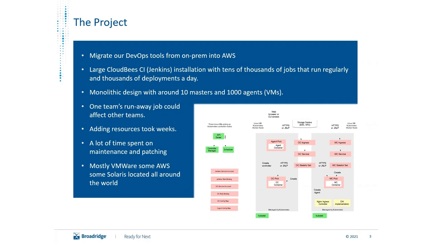Because they were all VMs, they required a lot of time for maintenance and patching. Some of that was done by the DevOps teams, but some of that was done by the development teams, but still everything interacted. And like I said, mostly VMs, but there were some agents running in AWS, and we even had some older agents running things like Solaris. And these agents were located all around the world.